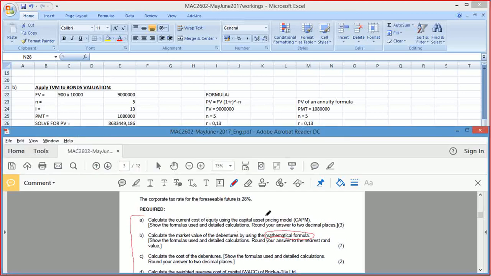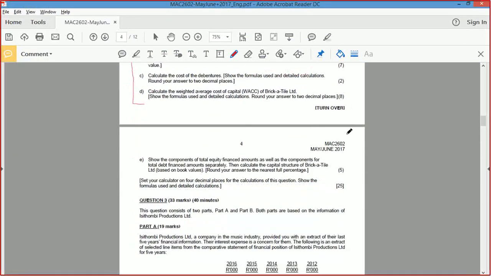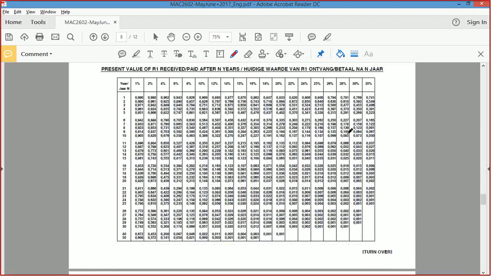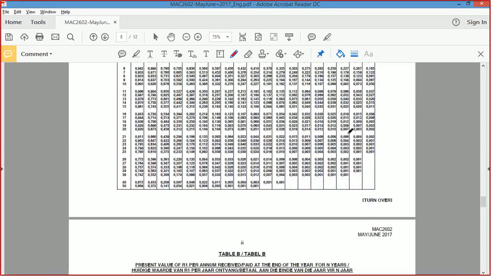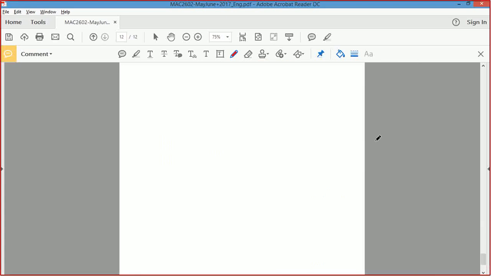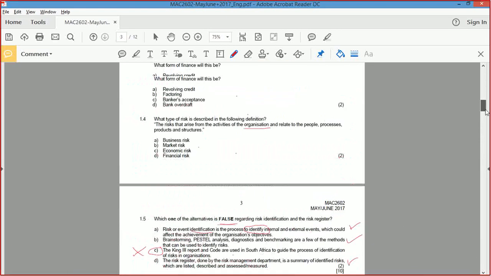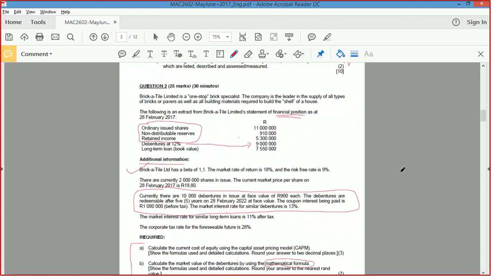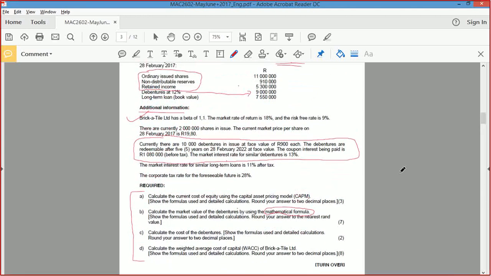Do they give you a formula sheet here? When I looked, because I didn't print everything, but I didn't see a formula sheet, but I did see the tables. Yeah, the tables are here. That's it. Okay, yeah, no formulas. Okay, so if there's no formulas, then you're going to have to know the formulas if that's the case.